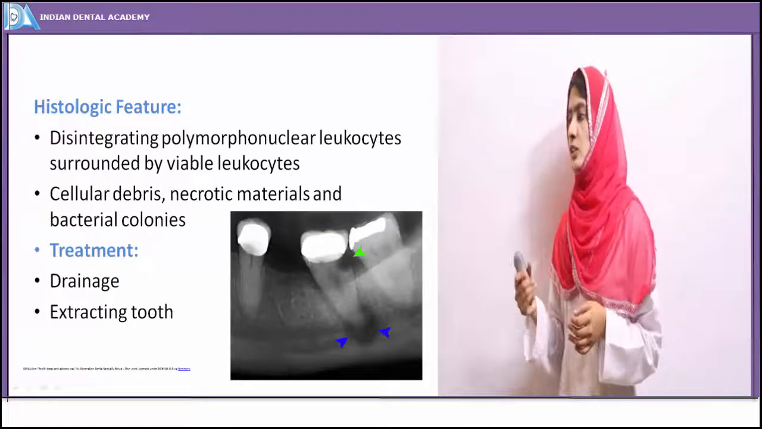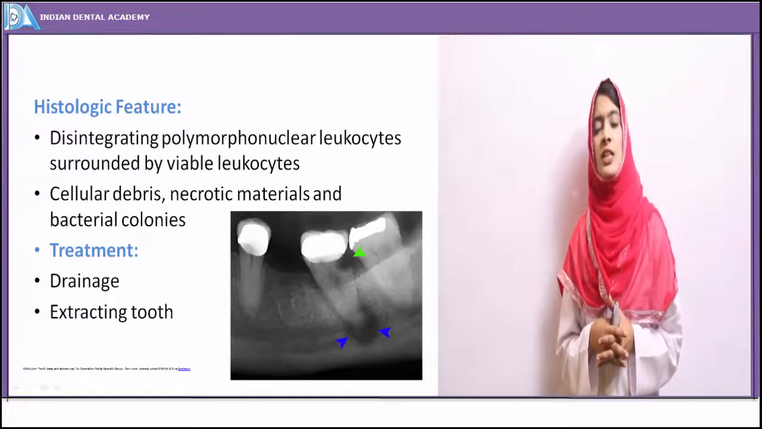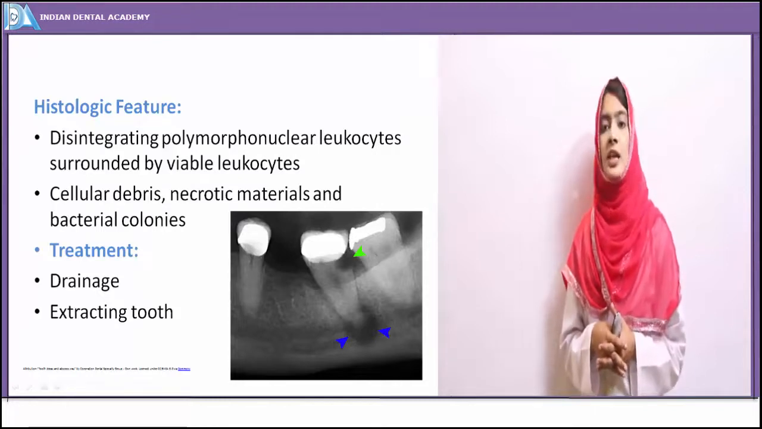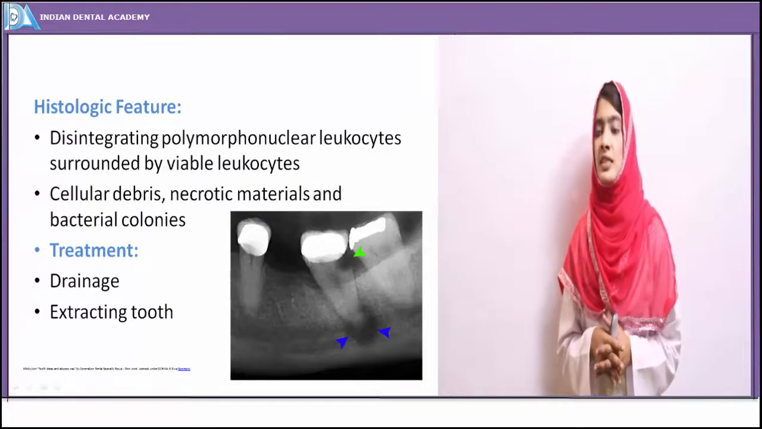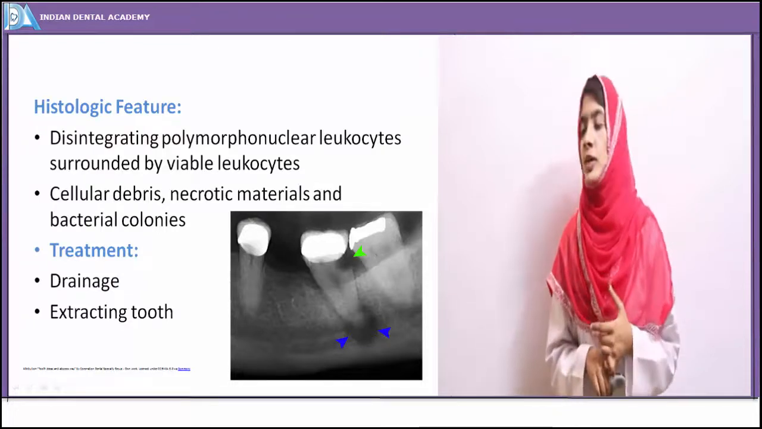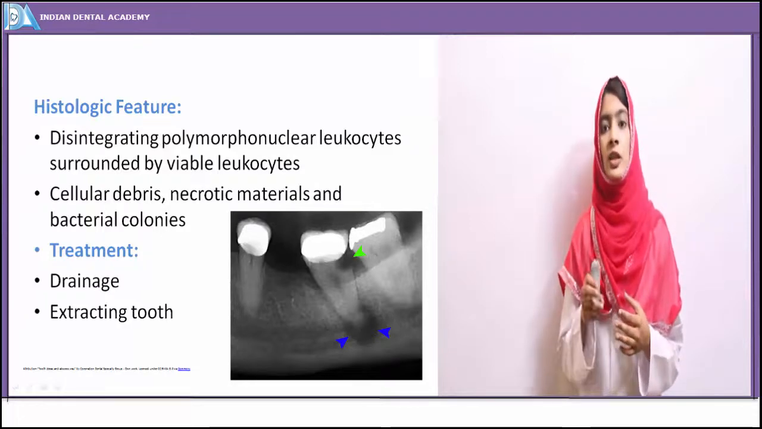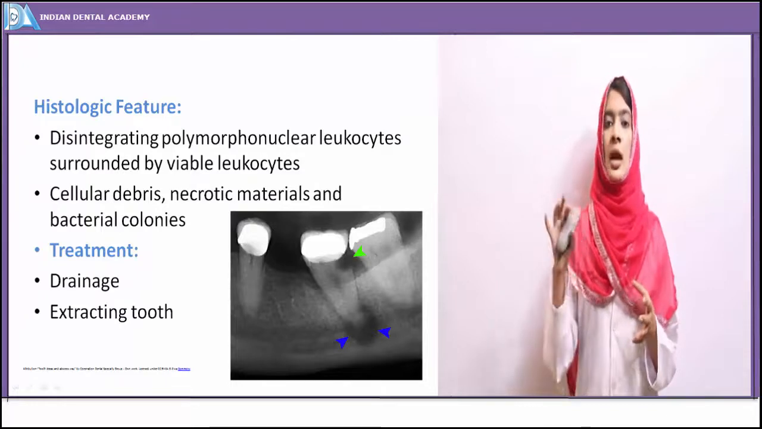When you see the microscopic picture of a periapical abscess, you see the characteristic inflammatory features. Polymorphonuclear leukocytes predominate, surrounded by other leukocytes also. Cellular debris, necrotic material, and bacterial colonies tend to accumulate there. Treatment for the periapical abscess is drainage of the abscess. It is endodontic therapy; once instituted, it leads to rapid resolution.